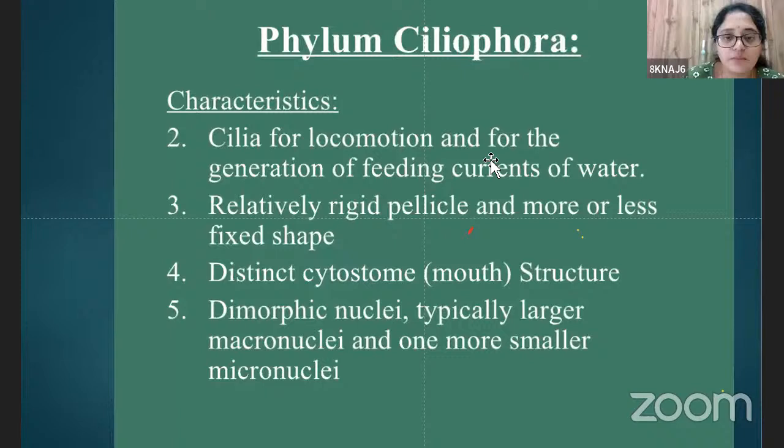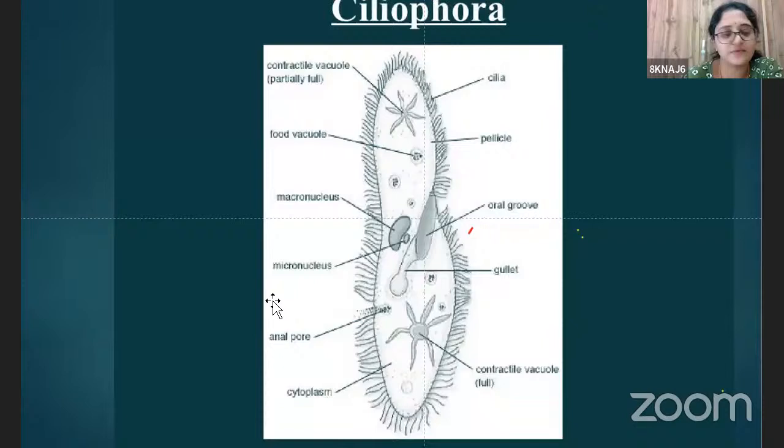Now there is a very firm pellicle that is present, which is rigid in nature, and it is used for both locomotion as well as food capture. These animals have a distinct mouth, that is a cytostome, and a distinct gullet, that is a cytopharynx. They are free living, sedentary or colonial, and some of them are parasites. This is one very famous example, Paramecium, also known as slipper animalcule because of its shape, which is like that of a slipper.